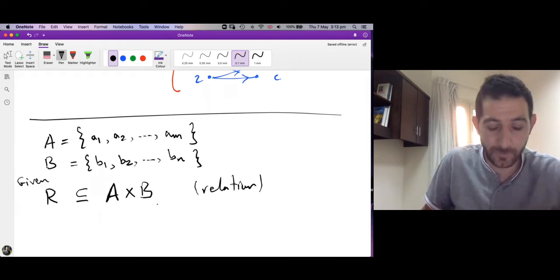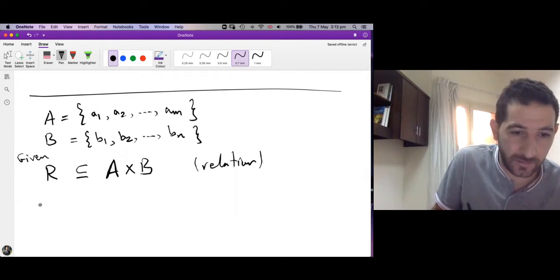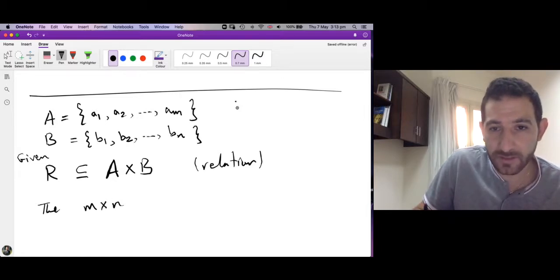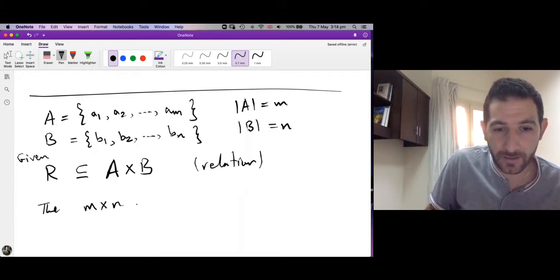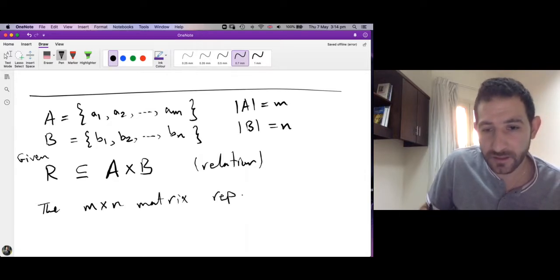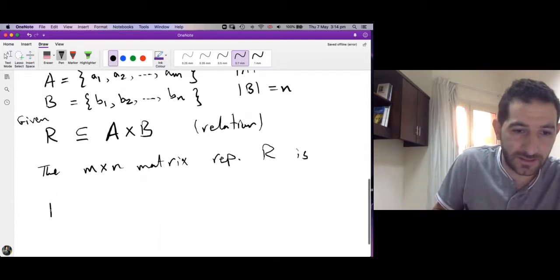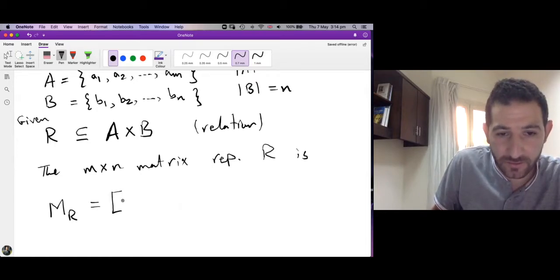Okay, then we can define what is called the Boolean matrix, representing the relation. Notice that M is the cardinality of A, it has M elements, and N is the cardinality of B. So the M by N matrix representing the relation R is the following matrix. It's M sub R, whose entries are denoted by small m_ij.